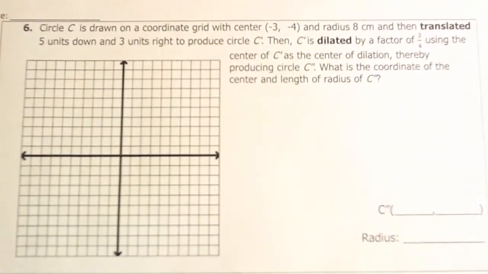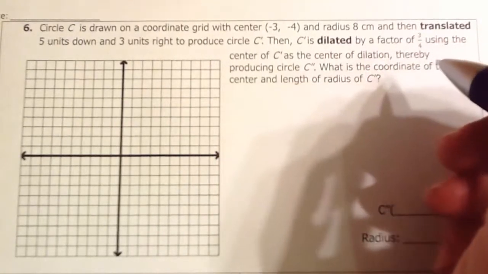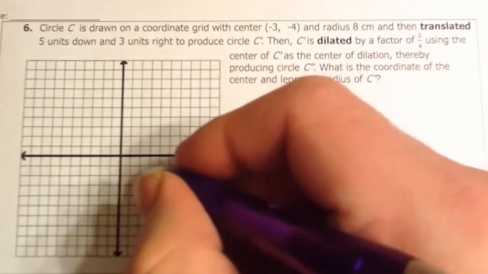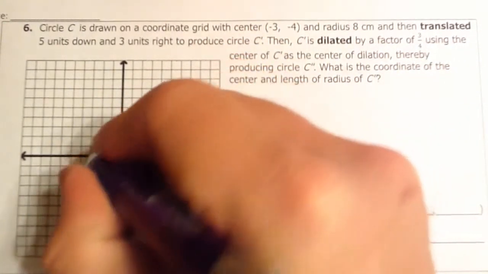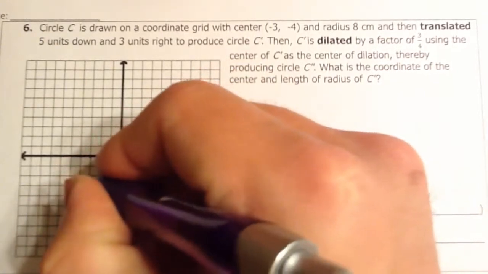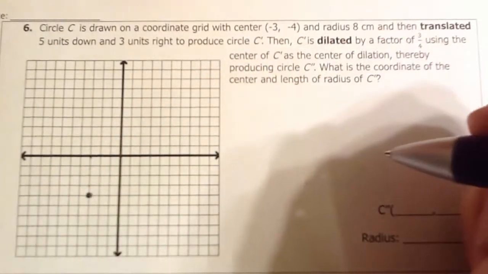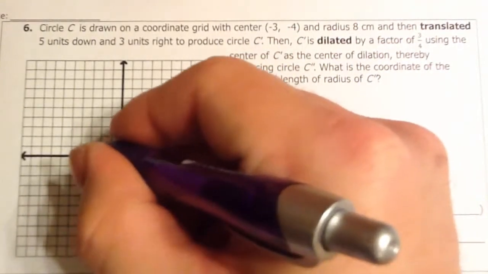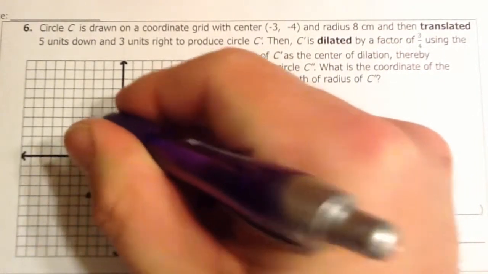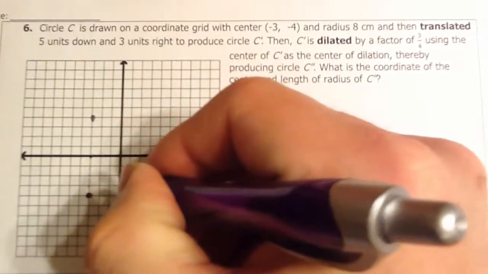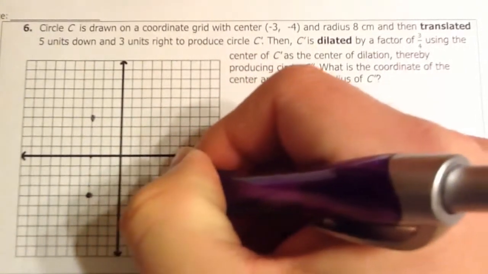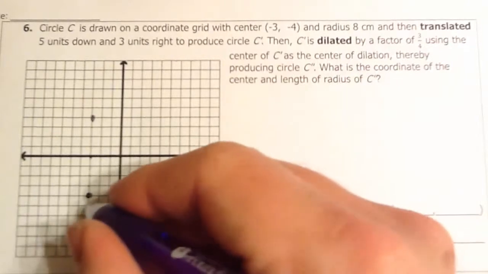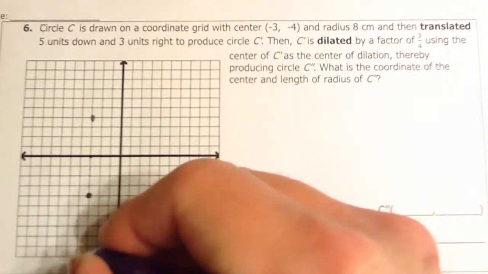Alright, we have a circle C drawn on the coordinate grid with center at -3, -4, and a radius of 8 centimeters. So let's go ahead and plot that. 1, 2, 3. 1, 2, 3, 4. It has a radius of 8 centimeters. 1, 2, 3, 4, 5, 6, 7, 8. And then 1, 2, 3, 4, 5, 6, 7, 8.